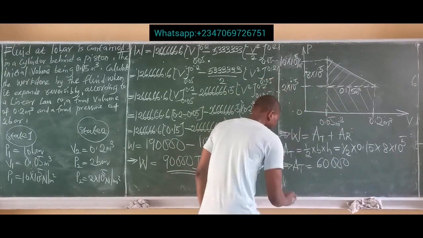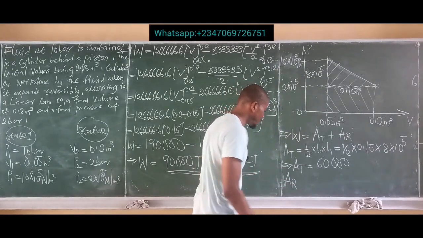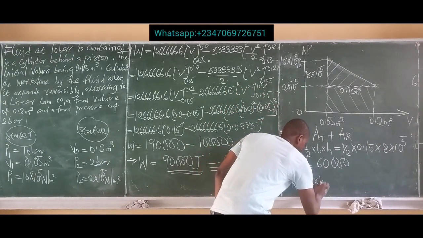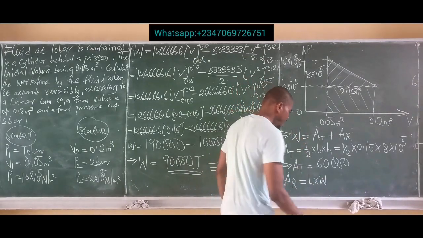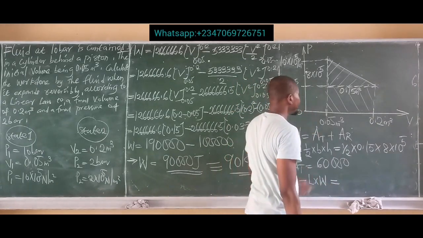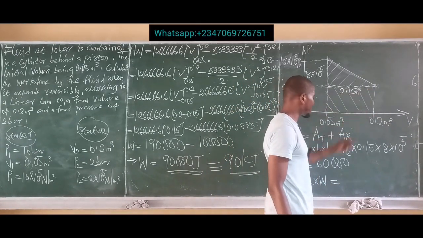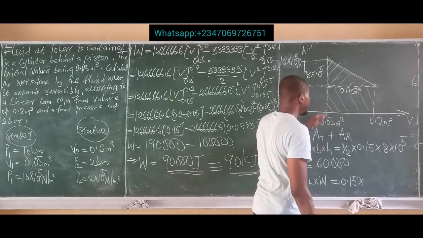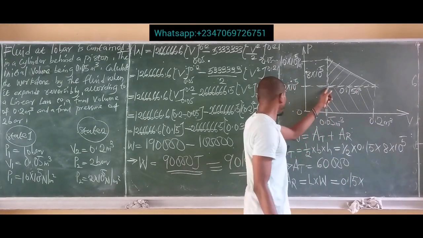The area of a rectangle, let's simply call that A with a subscript: A for area, arrow for rectangle. This is equal to the length times the width. The length of the rectangle is simply from here to this point, which measures 0.15. So we have 0.15 times the width, which is the measure of the thickness from here to this point. This is where the rectangle actually ended.